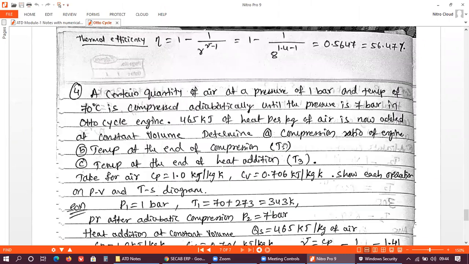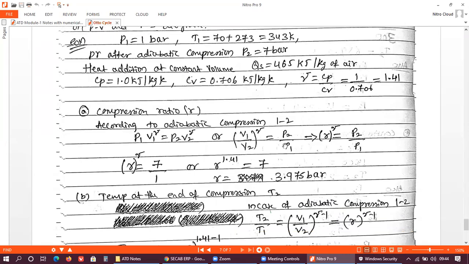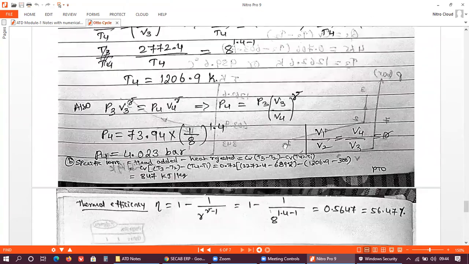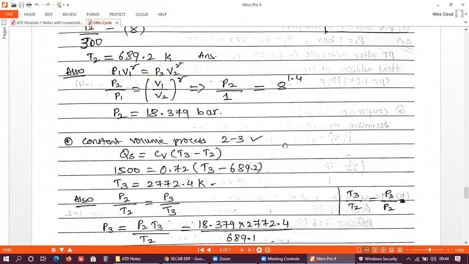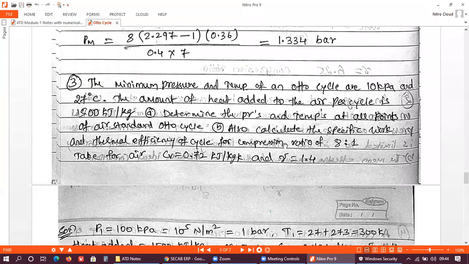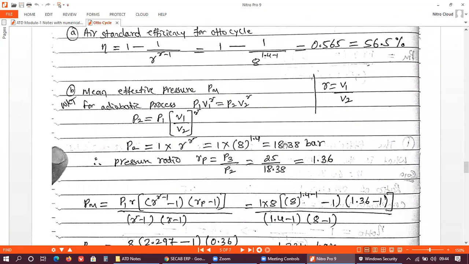Out of 5 problems, I think 4 problems we have discussed. I have written 4 problems. Out of 4 problems we have discussed the first 2. The remaining 2 problems, take as homework. You take it as an assignment, and work on those 2 problems. So from tomorrow onwards we'll start a new topic, that is the diesel cycle. We'll start with the diesel cycle.